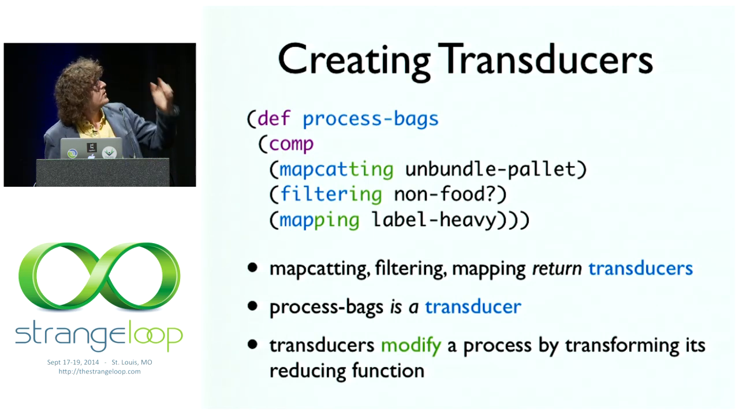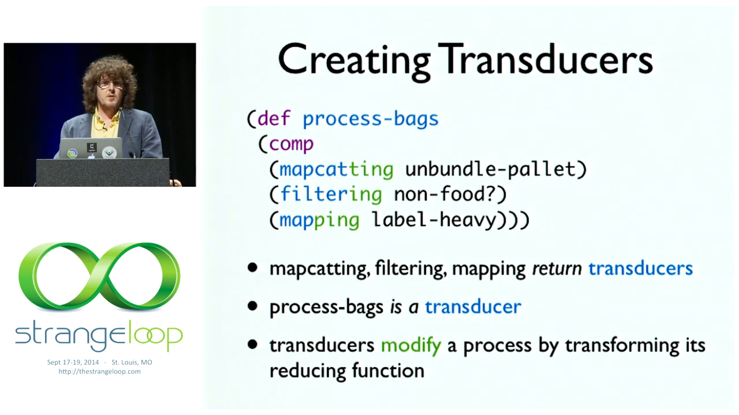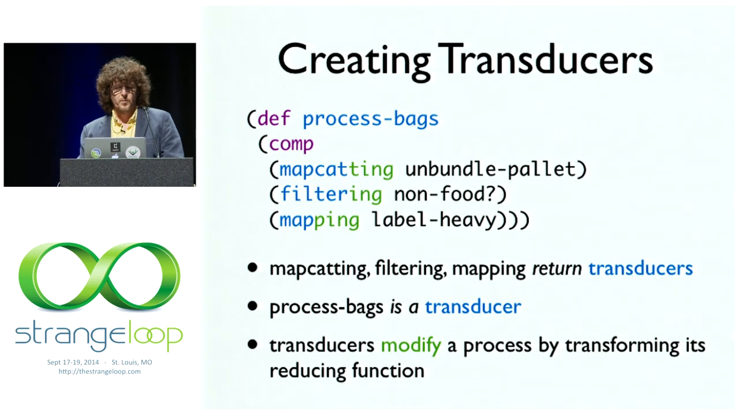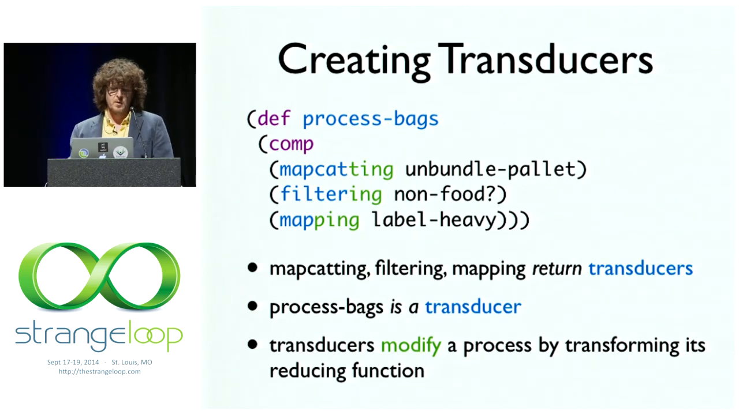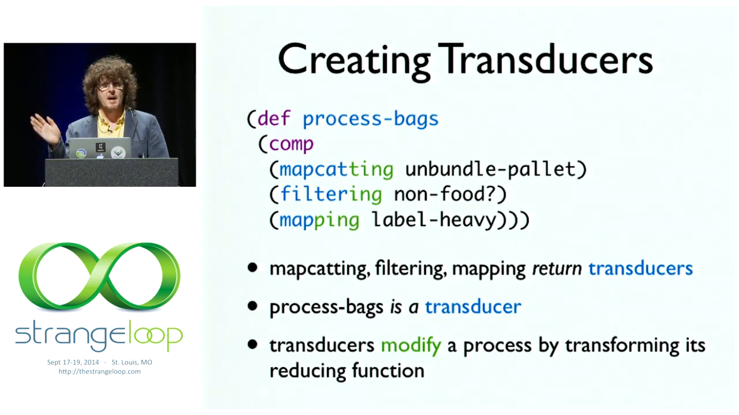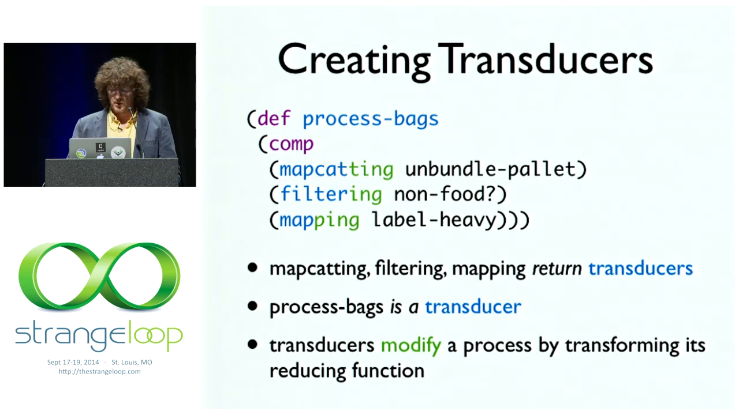We make transducers like this. We say, I want to make a transducer. I want to make a set of instructions. I'm going to call it process bags. I'm going to compose the idea of mapcatting using unbundle-pallet as the function, right? So I want to unbundle the pallets. Then I want to filter out the non-food, or keep the non-food, filter out the food. And I want to map labeling the heavy bags. And in this case, we're going to compose those functions with comp, which is Clojure's ordinary function composition thing.